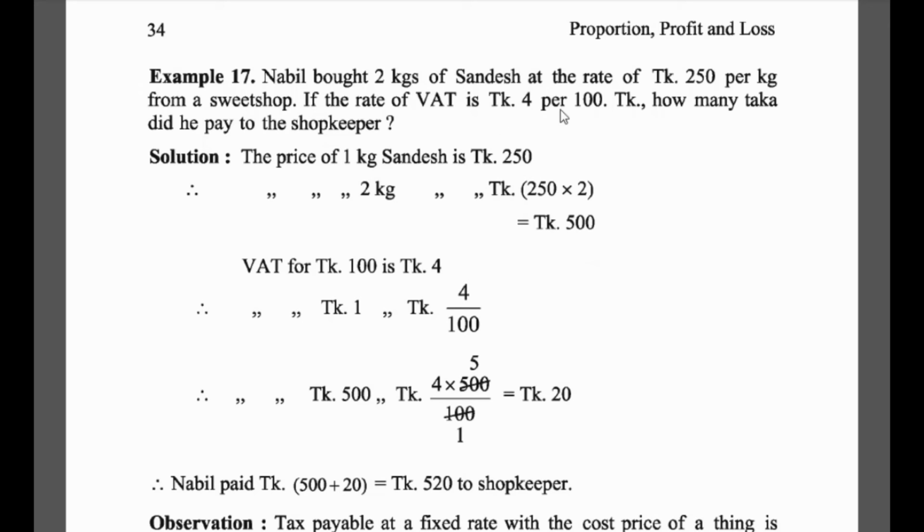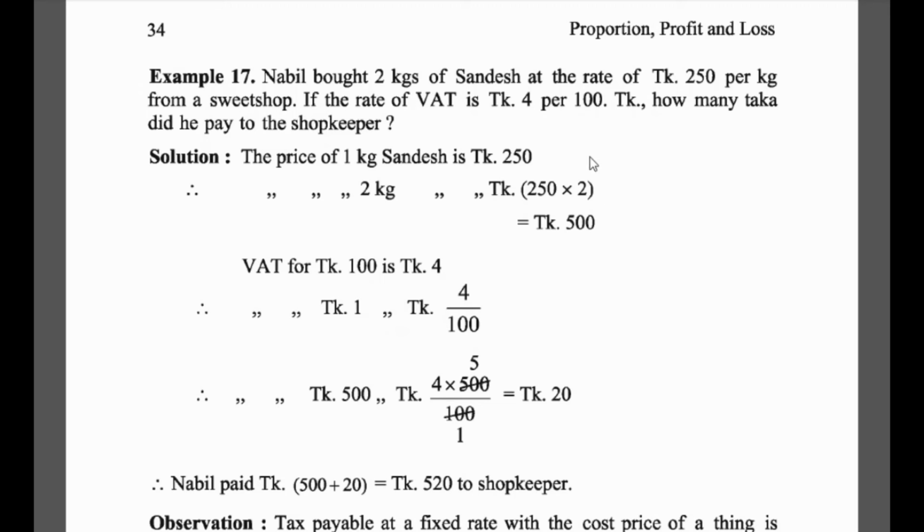He has to give VAT as 4 per 100. So VAT for taka 100 is taka 4. You can see here, per 100 I have to give VAT taka 4. So VAT for taka 1 is definitely less. So 4 divided by 100.